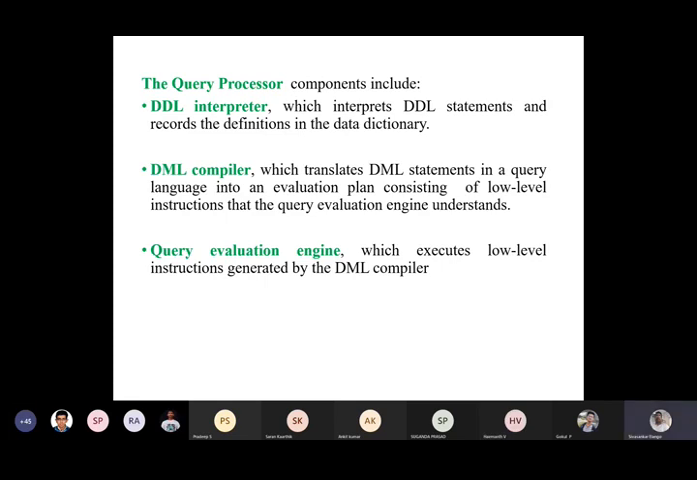The DML compiler compiles the DML statements and converts them into an evaluation plan consisting of low-level instructions that the query evaluation engine understands. And finally, the query evaluation engine executes the low-level instructions generated by the DML compiler.